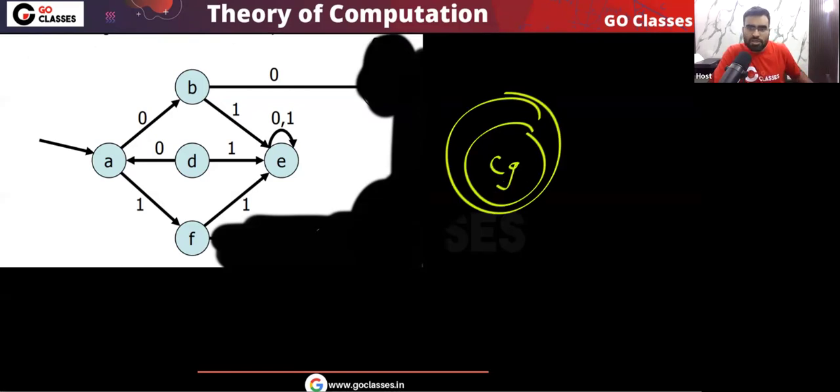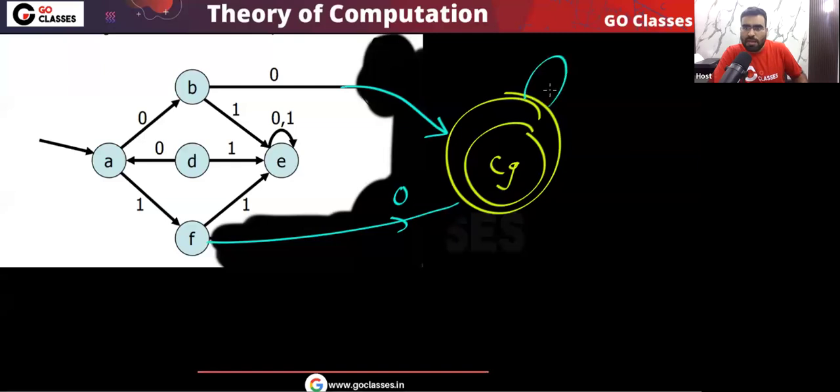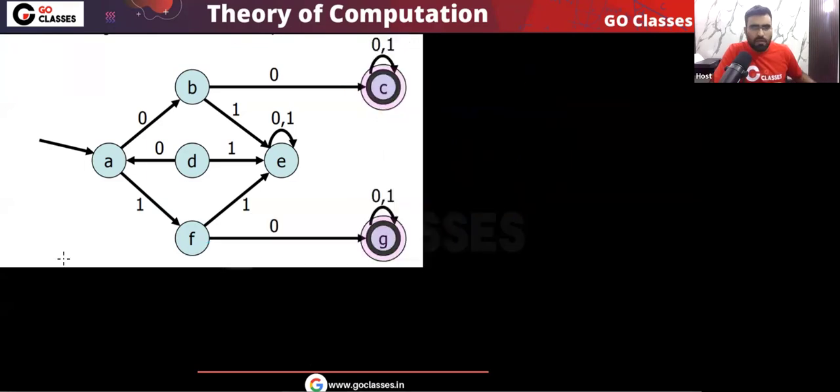Basically, we are merging these two states. So a single state I can make, and it will be like this. On 0, you will go here. From here also on 0, you will go here. And it will be 0, 1. So this is the idea. I hope this point is clear. Let me know.